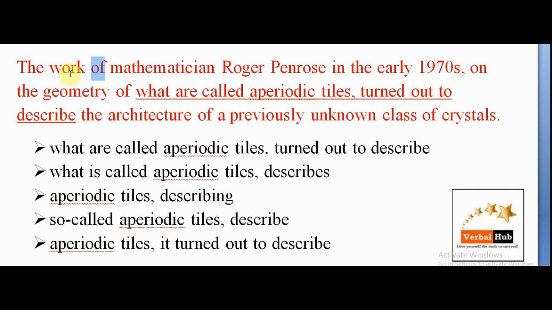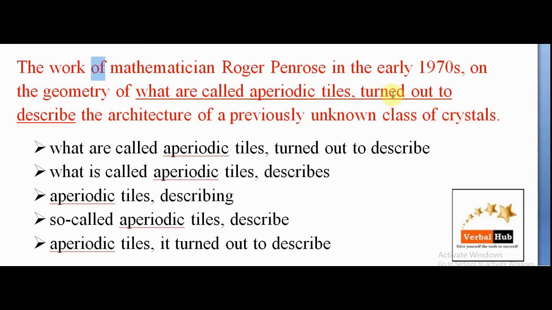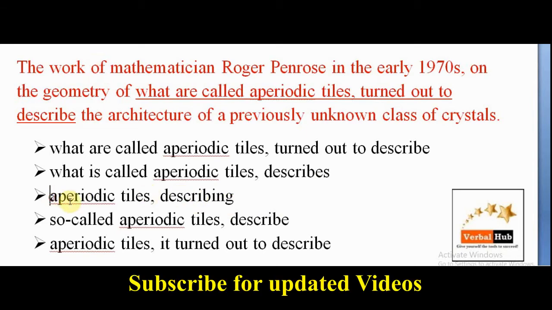So your subject is work and the correct sentence is the work turned out to describe the architecture of a previously unknown class of crystals. All right, so you know that ed is not considered part of subject verb agreement, and that is why A is okay, B is okay. Why? Because the subject is work and work describes. Fine. C incorrect. Why incorrect?